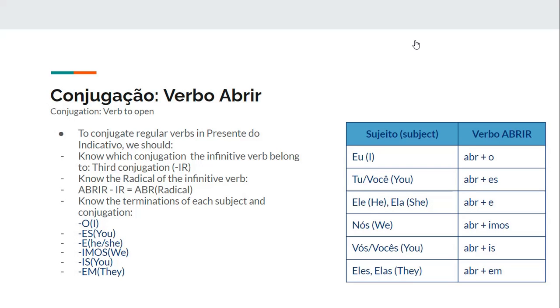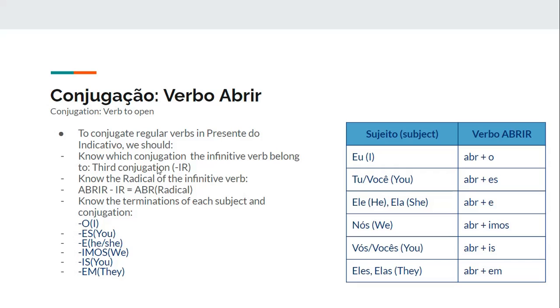And basically, that's how you conjugate a verb. It's not that hard, right? You just need to follow the steps if you are still not used to it. So, remember, first, get to know which conjugation it belongs to. So, is it first, second, or third? And maybe it will be easier for you if you also include whether it is ar, er, or ir.